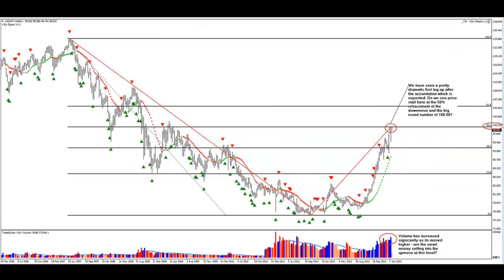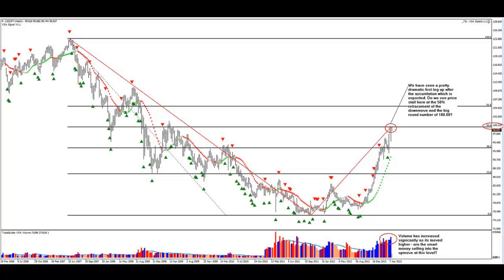So we're back to the weekly here. We've broken out of that accumulation range and we've marked up. Now we've seen a pretty dramatic first leg up here after the accumulation, which was expected. But it's interesting at this point we are here at the 50% retracement of the first initial large down move. So do we see now a retracement here?